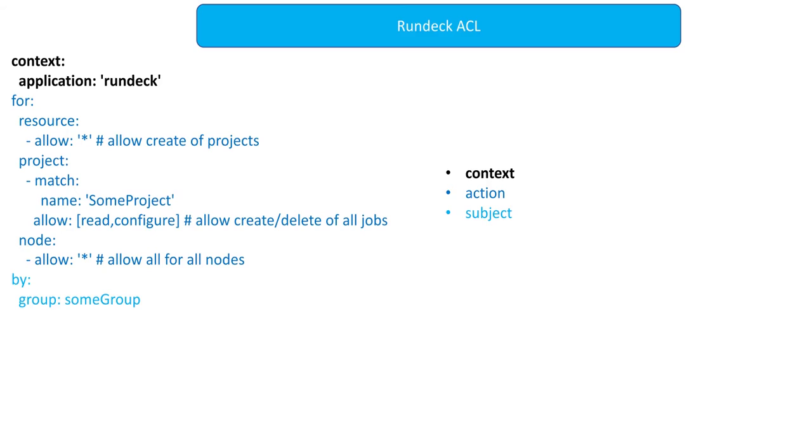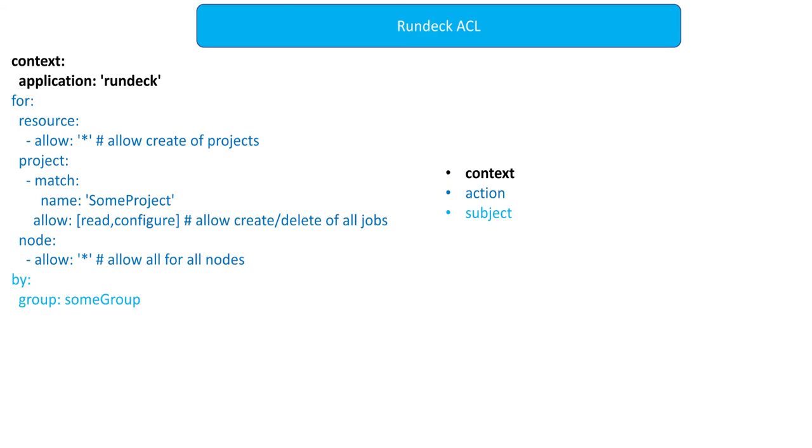If you take a look at how Rundeck policies look, they can be split into three parts. So first of all, we have a context, then action and subject. There are two types of context. We can define policies for the whole application, like in this case. And another example will be a policy for a particular project. As for the subject, we just define for which group of users or for which user this policy was created. And then there is a section defining all the actions that are allowed.